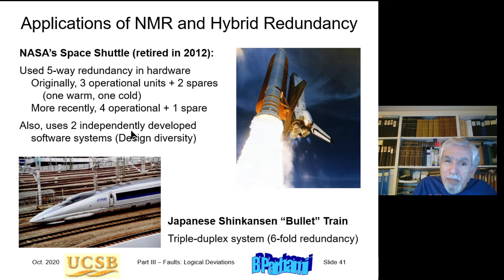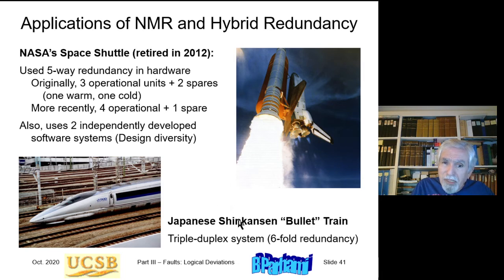It also used 2 independently developed software systems. So not only the hardware system was redundant, the software system was also redundant. Of course, in software, you can't use just 2 copies of the same software because whatever bug one copy has, the other copy will have also. So in the case of software, we use something called design diversity, meaning that 2 separate software design teams basically design the software from scratch so that they're unlikely to commit the same error, and therefore the software is unlikely to have the same bug in both versions of the software.